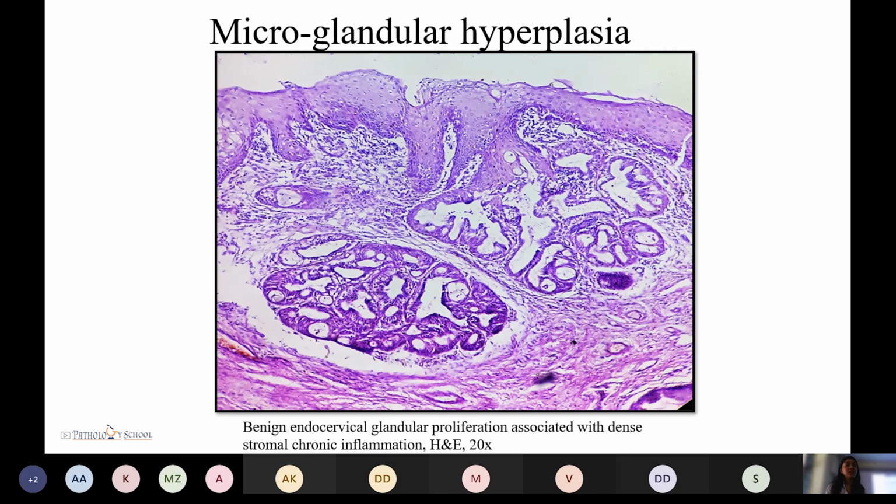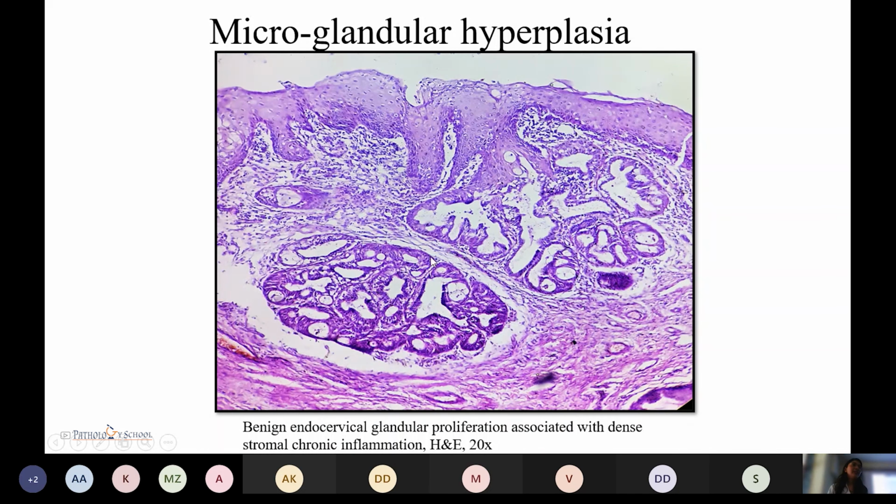Microglandular hyperplasia, again, this entity looks or appears very florid, and it has the appearance of adenocarcinoma in situ, but it is a completely benign entity, and there is only a benign endocervical gland proliferation that we can see, and stromal chronic inflammatory infiltrate is noted. As we see, these glands do not have any abundant mitotic activity in them, and there is no nuclear atypia that is noted.